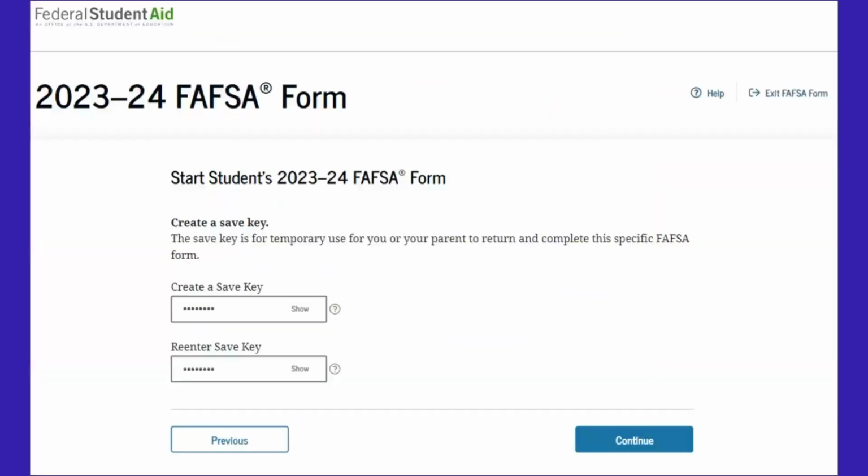All right. One of the first things they ask you to do is to create a save key. And that's really important because you may not want to fill out the FAFSA all in one sitting, or it may be that you need to go and get additional information. You always want to make sure that you hit continue and you save your work, but create that save key so that you can go back in at a later time and update your information or continue on with the form.